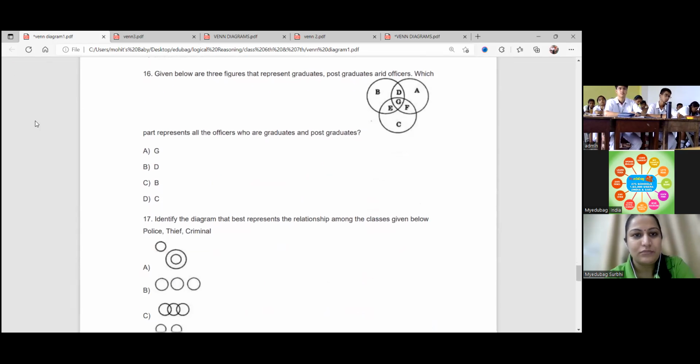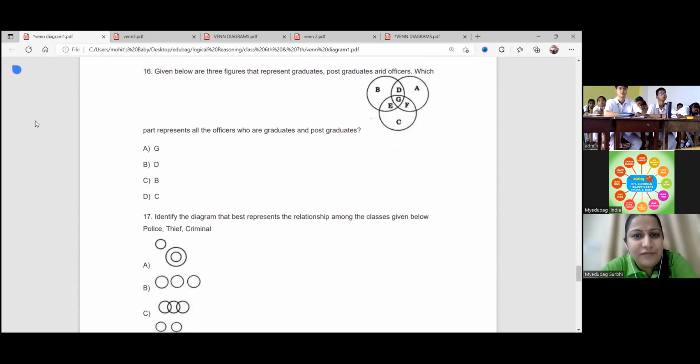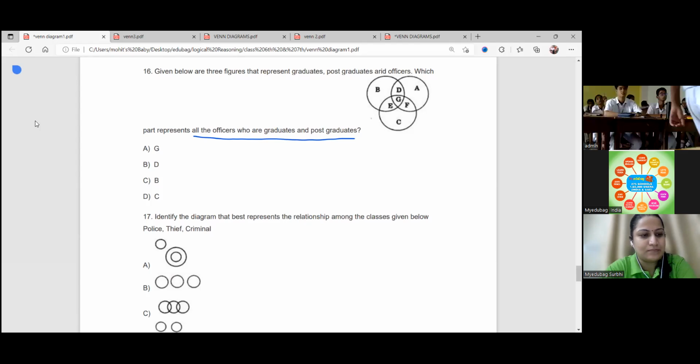Okay. Given below are the three figures that represent graduate, postgraduate, and officers. Which part represents all officers who are graduate and postgraduate? It is A, correct. It is G because G is common, right?